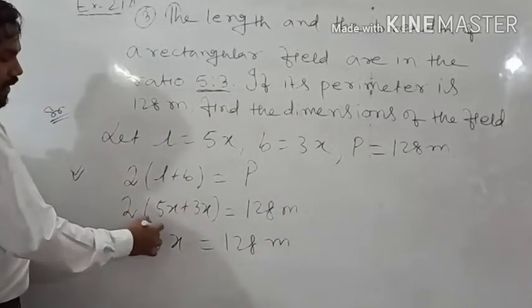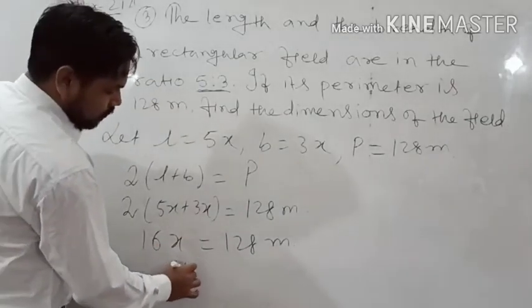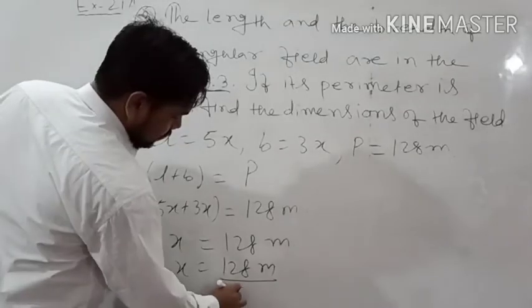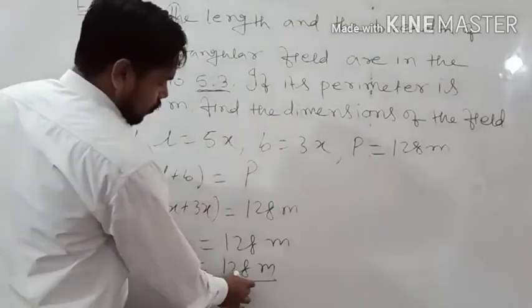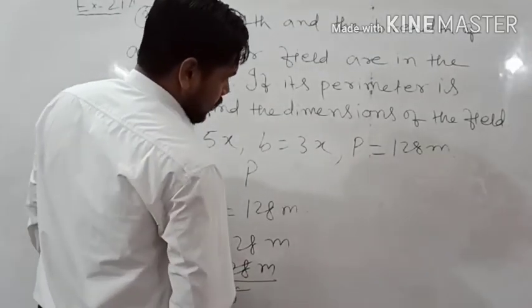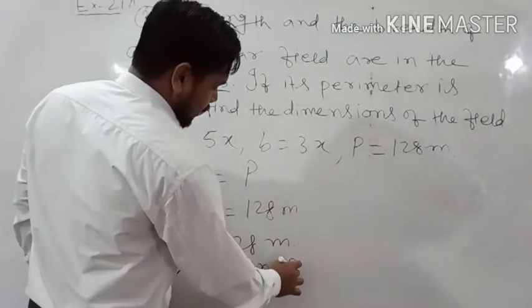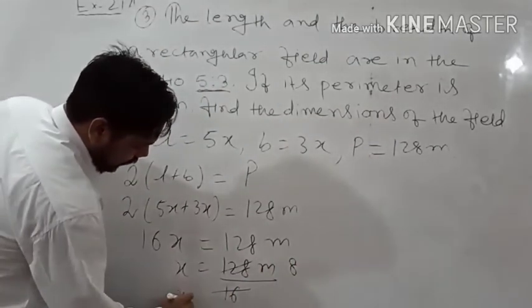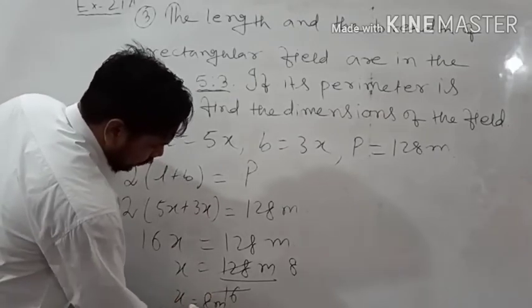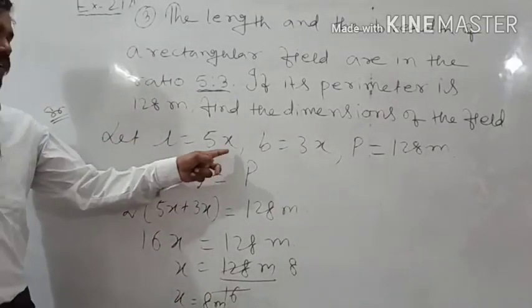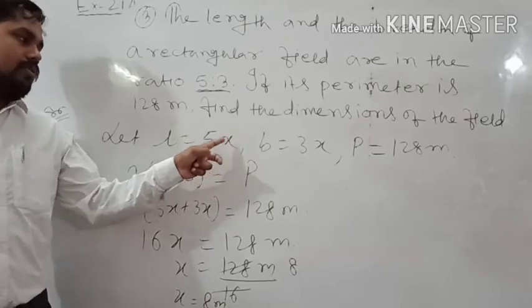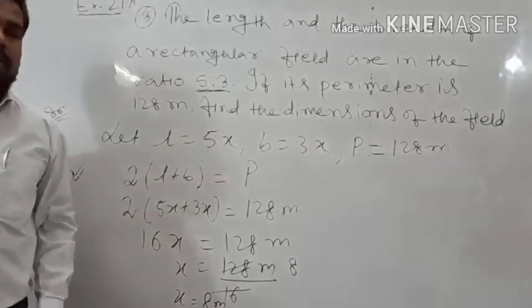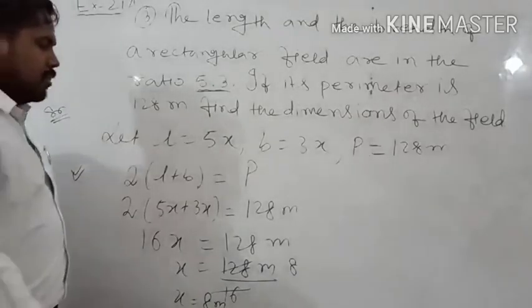If we divide by 16 on that side, x will be 128 meter divided by 16. If you cancel this out, the answer will come 8, since 8 times 16 is 128. So the value of x you will get is equal to 8 meter. Then you have to find the length by putting the value of x and the breadth by putting the value of x.